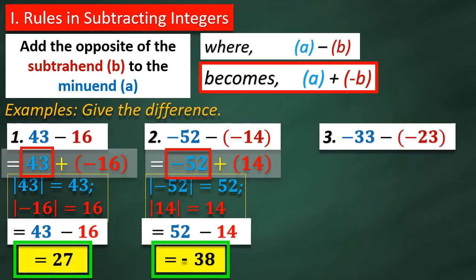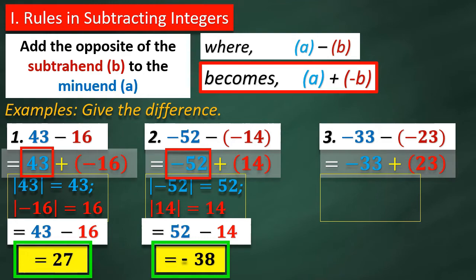Number 3, negative 33 minus negative 23. We add the opposite of the subtrahend negative 23 to the minuend negative 33. It becomes negative 33 plus 23.